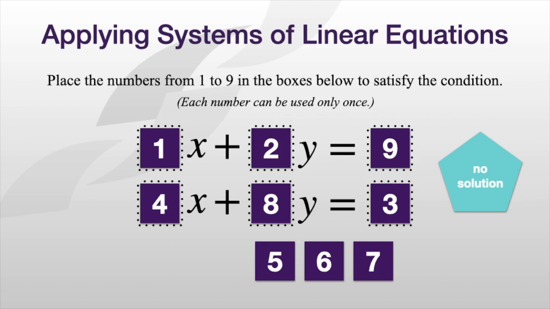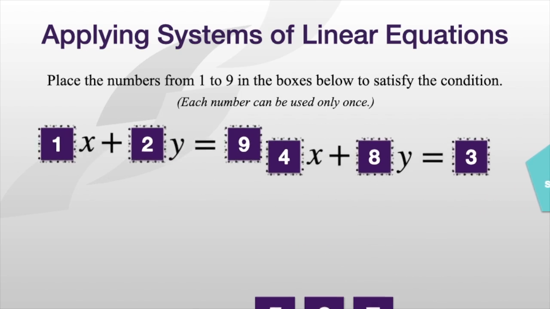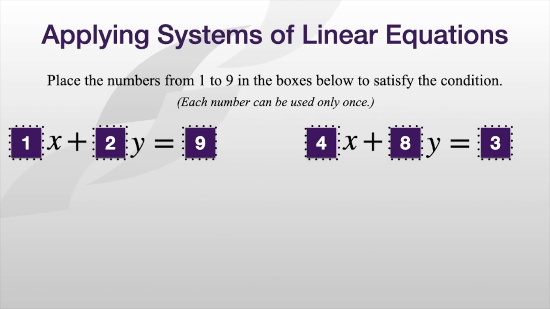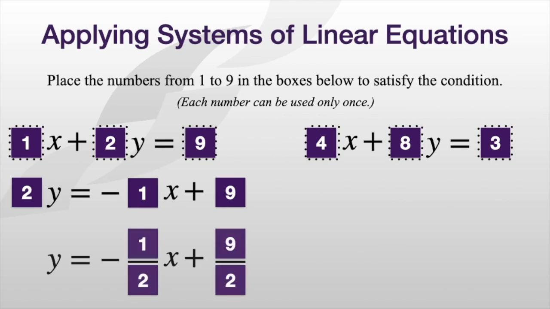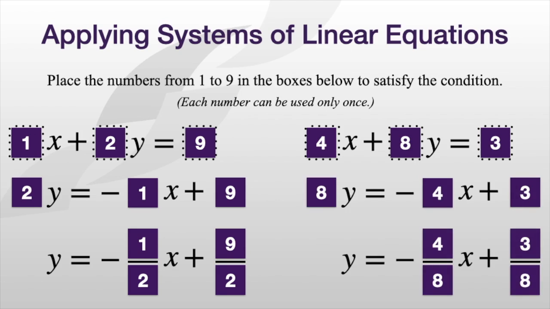You may wish to confirm that this system has no solution by expressing each equation in slope y-intercept form. This gives y equals negative 1/2 x plus 9/2, and y equals negative 4/8 x plus 3/8, respectively. 4 over 8 is equivalent to 1 over 2. Observe that the slopes are the same, but the y-intercepts are different.